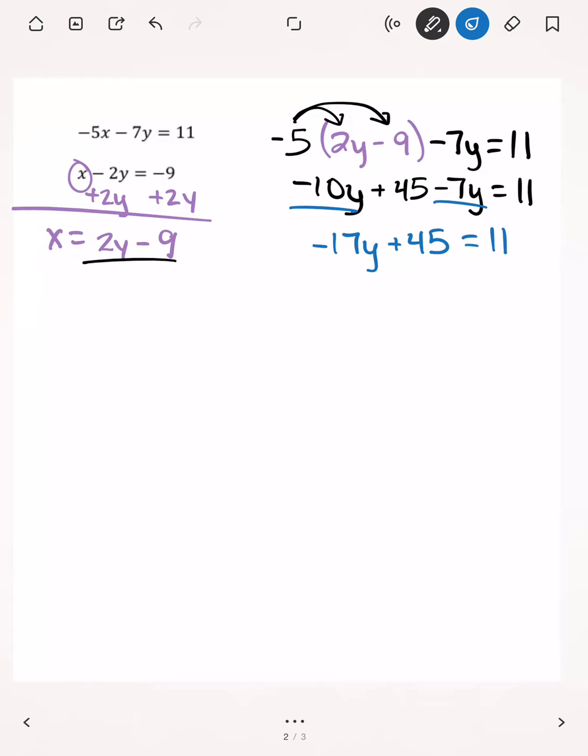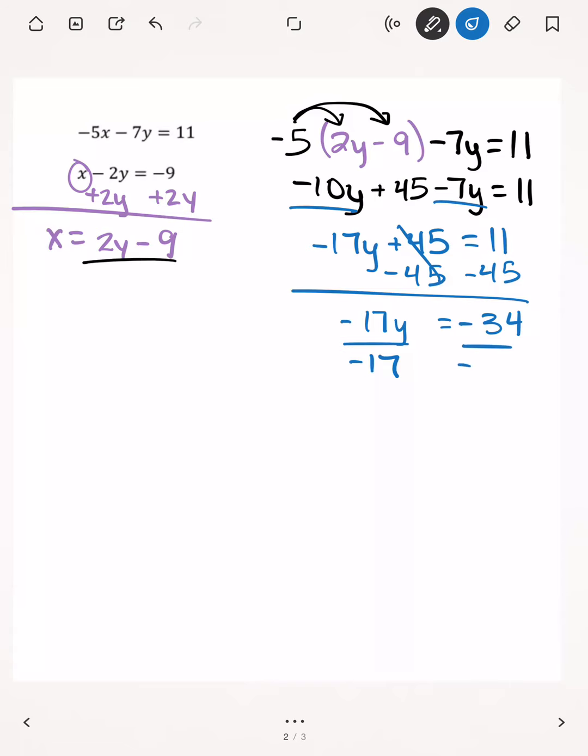I need to move over the 45 by doing inverse operations. So 11 minus 45 gives me negative 34. On this side, I'm left with negative 17y, since the 45s cancel out and make 0. To solve for y, I need to do the inverse operation, so I'm going to divide by negative 17 on both sides. Two negatives make a positive, so I should get y equals positive 2.